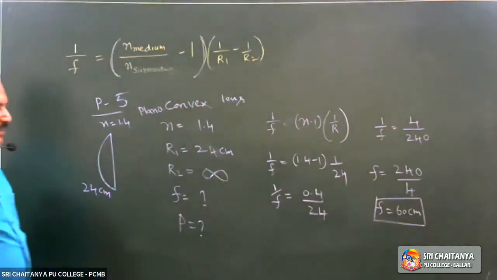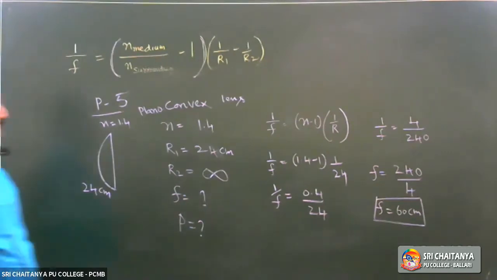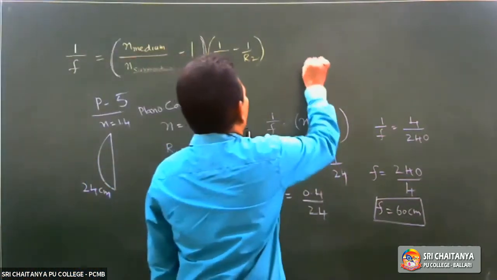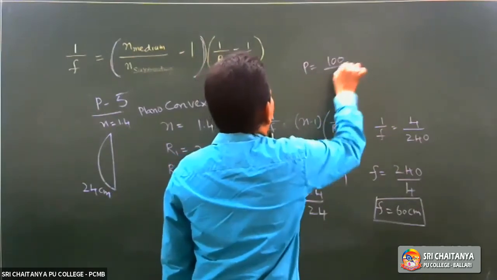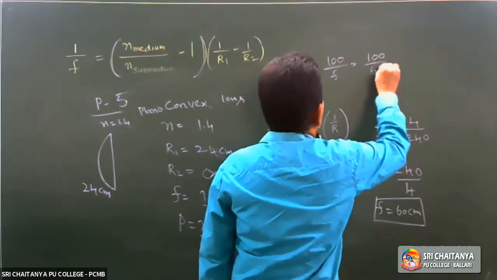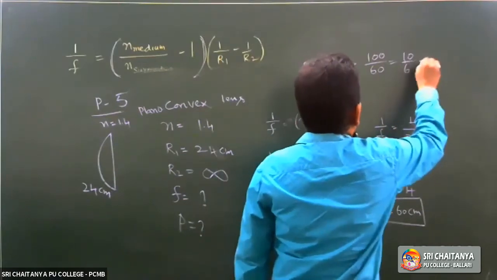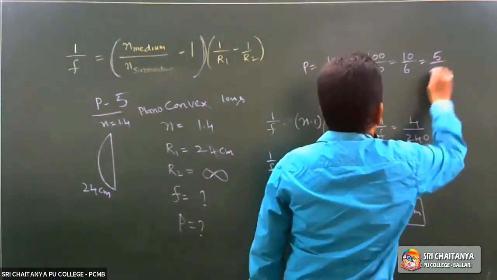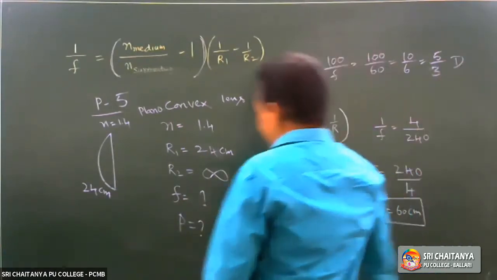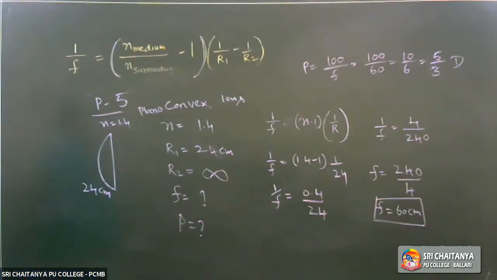Focal length 60 centimeters, positive only, convex plano. How to calculate power? Power is equal to 100 by F, plus only, 100 by 60. The zeros cancel: 10 by 6, 5 by 3 diopters. 5 by 3 diopters is nearly 1.67.